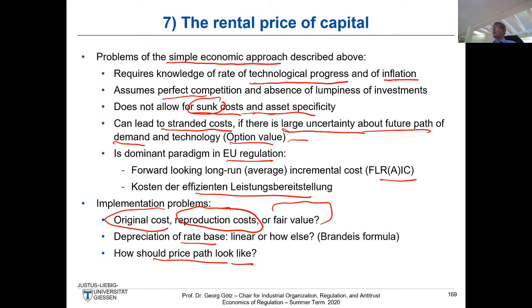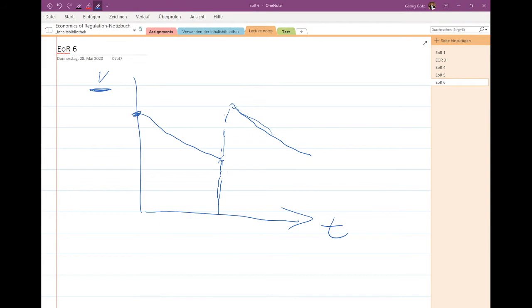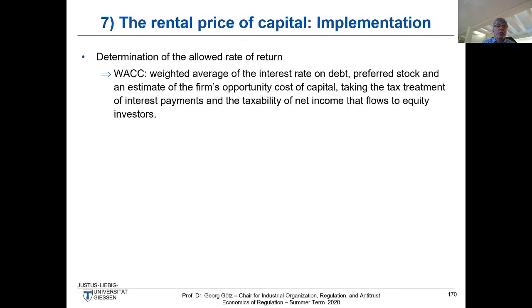I could just jump back here. Would it then perhaps be better to pay a little bit less in the very beginning, but then have something like a flat line, which of course should lead to the same kind of present discounted value?